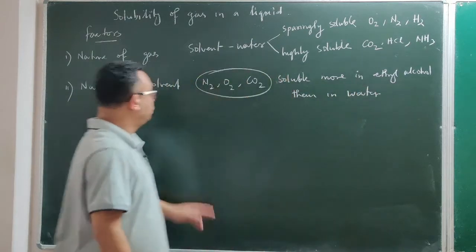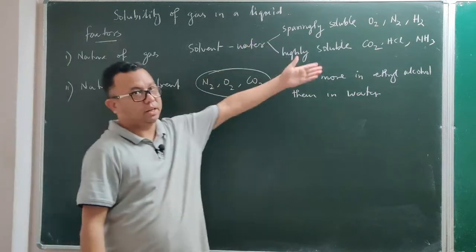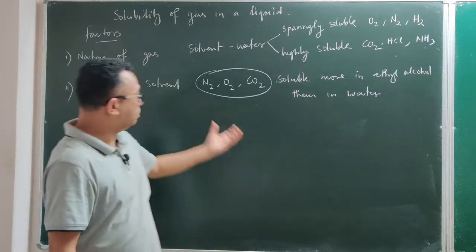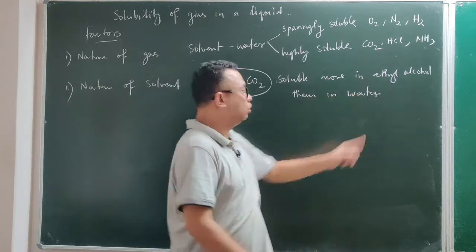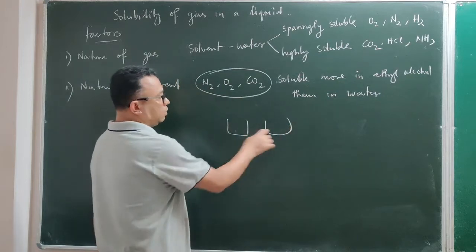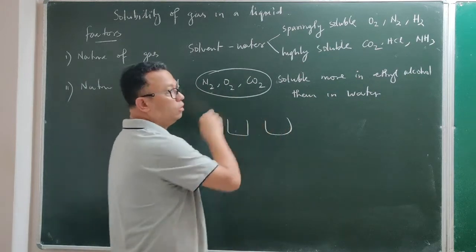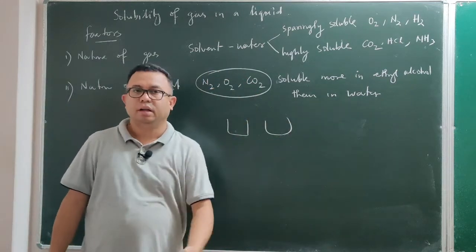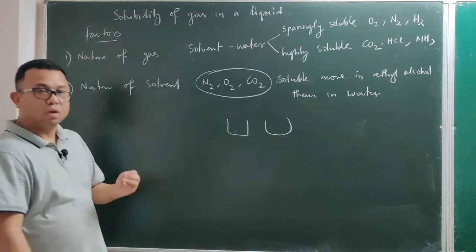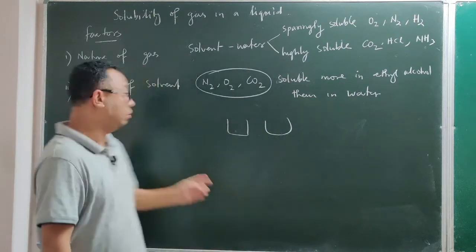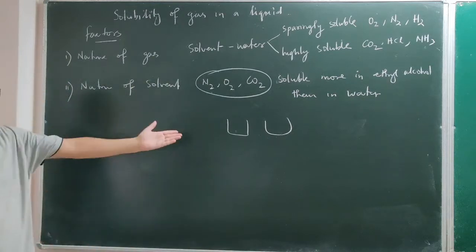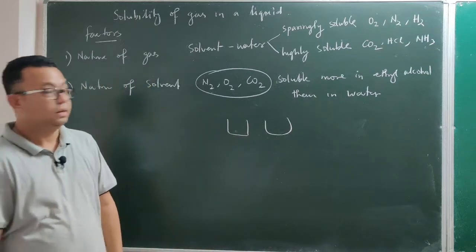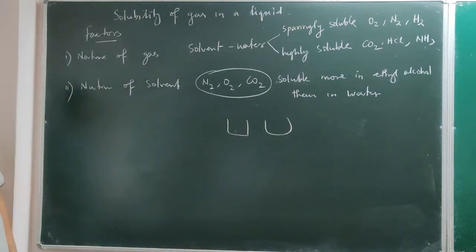So it depends not only on the nature of the gas, what kind of gas it is, but also on the solvent that you are taking, that is, what liquid you are using. If you compare ethyl alcohol and water, these gases are more soluble in ethyl alcohol than in water. That means a greater volume of these gases can dissolve in ethyl alcohol as compared to water. So the second factor is that the solubility of the gas can also depend on the nature of the solvent, the nature of the liquid or substance that you are taking to dissolve the gas.